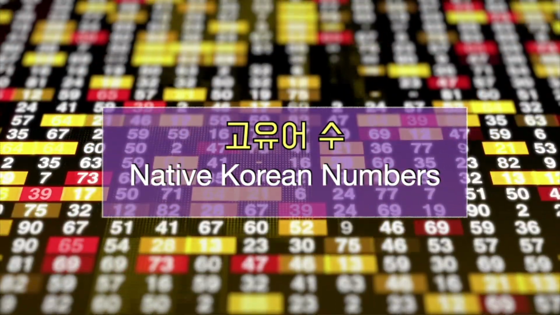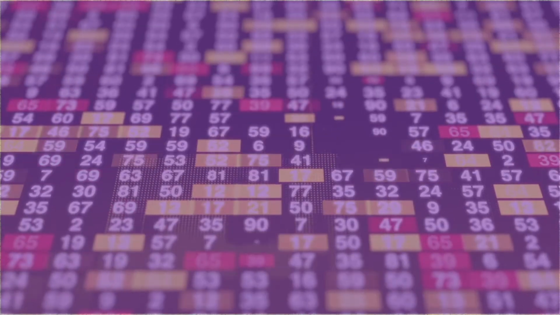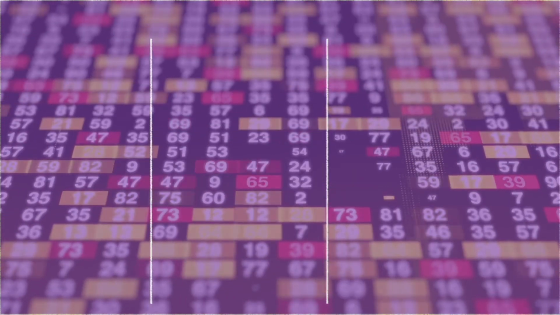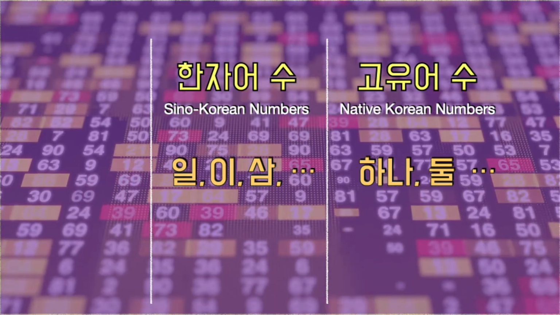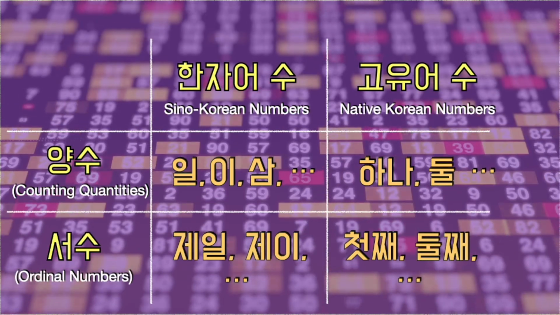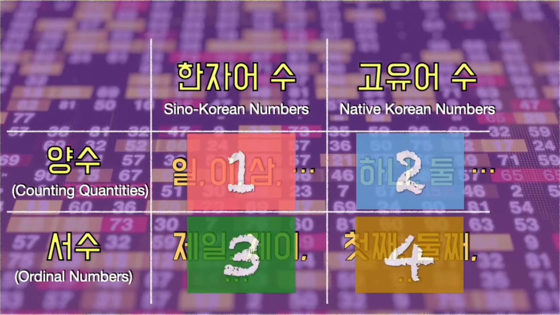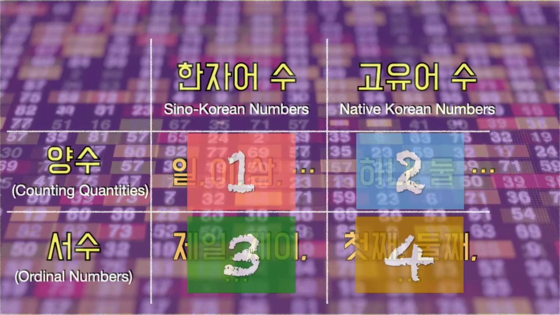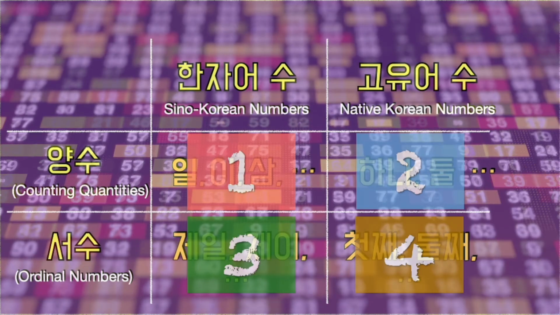In this video, I'm going to break down native Korean numbers. Korean numbers are a big challenge that every Korean learner must face because there are two kinds of Korean number systems. There are Sino-Korean numbers and native Korean numbers. And even in the same number system, the number for counting quantities and the ordinal numbers are different. Koreans speak these four types of numbers so naturally because it's their mother language, but it should be a difficult topic for you who are studying Korean as a foreign language.